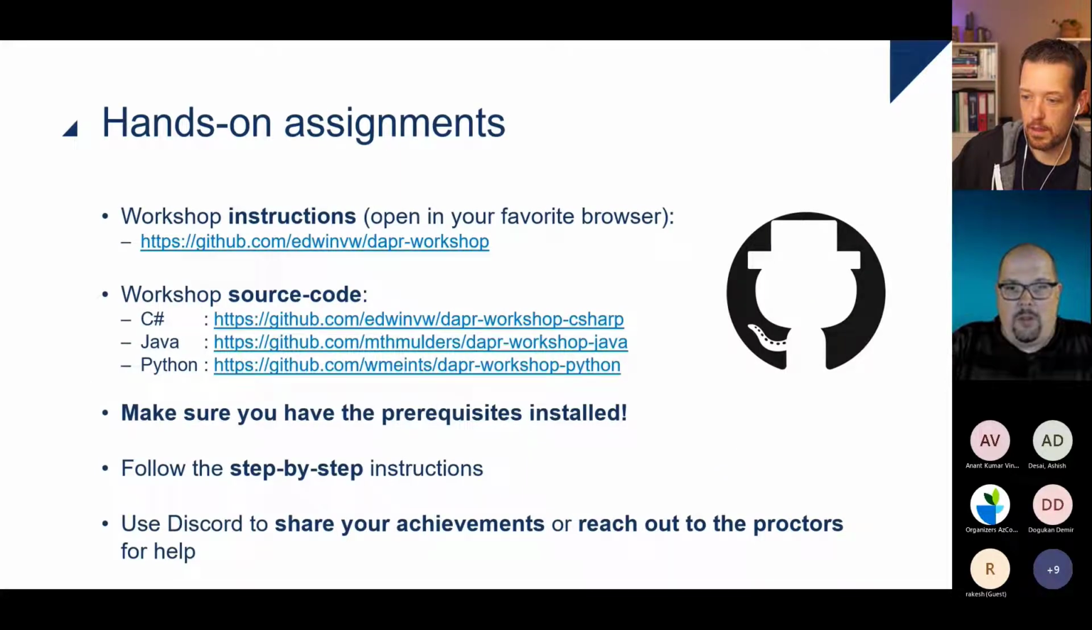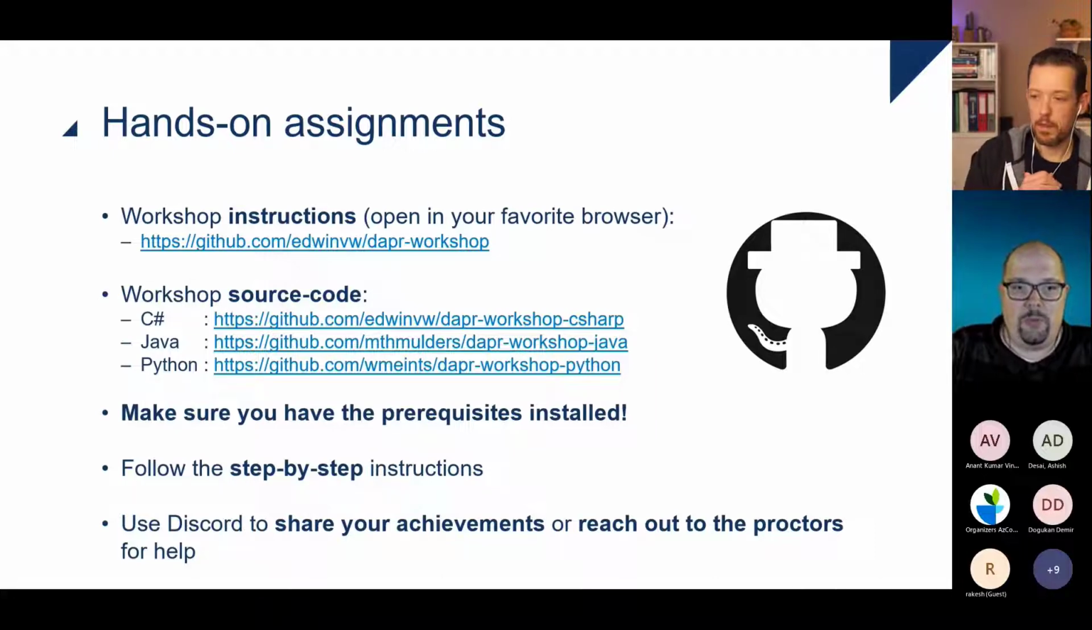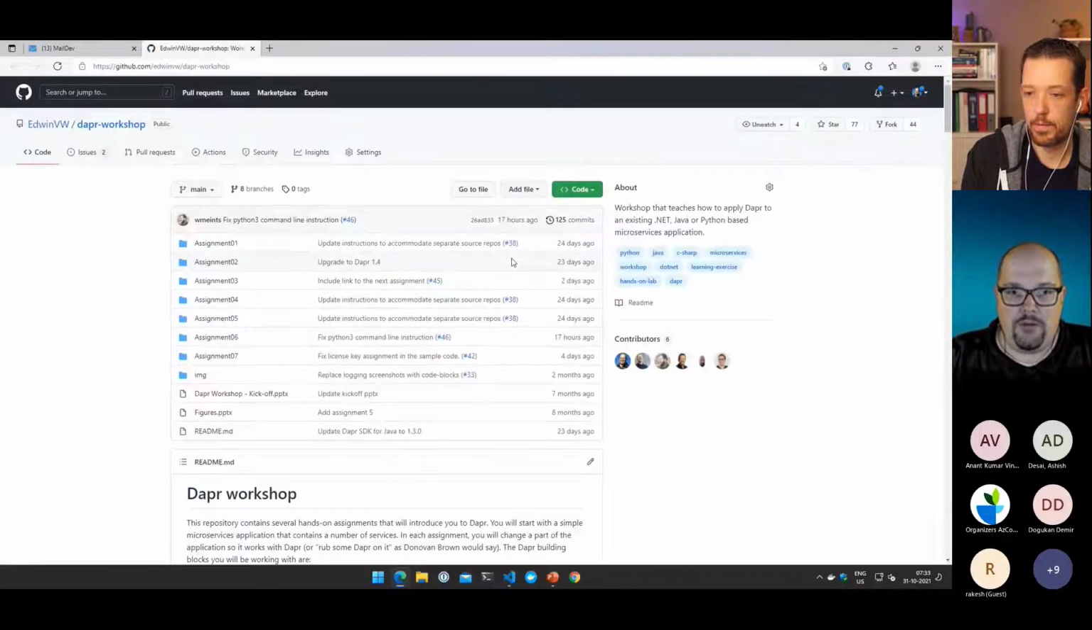Here are a couple of links, and we will also share these links in the chat. The first thing you need to do if you want to go hands-on is open up the repository that's shown here. It's all up on GitHub. If you go to github.com/edwinvw/dapper-workshop, this is where the description of the workshop is. You don't need to clone this repository; you can just follow the README, and it's set up so that you can click through all the assignments. I will go there right now to show you what's going on.